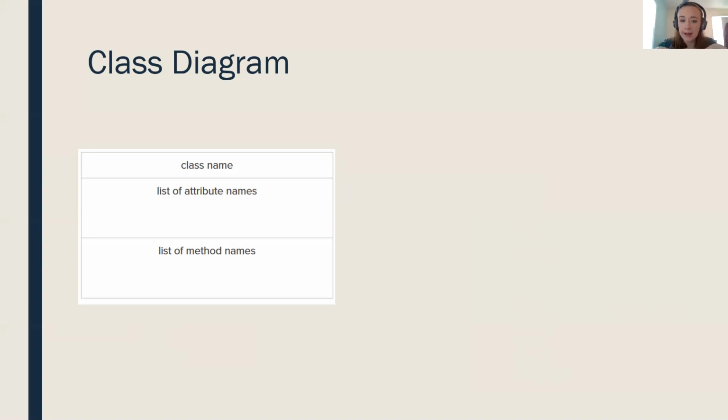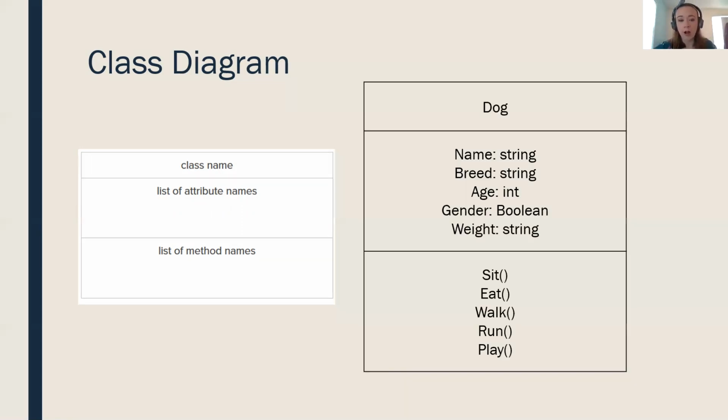You don't define any of these in a class diagram. A class diagram is basically like an outline. We'll define them when we create the object. For now, this is just giving us the basic structure of our class. So for our example of dog, our class name is dog.